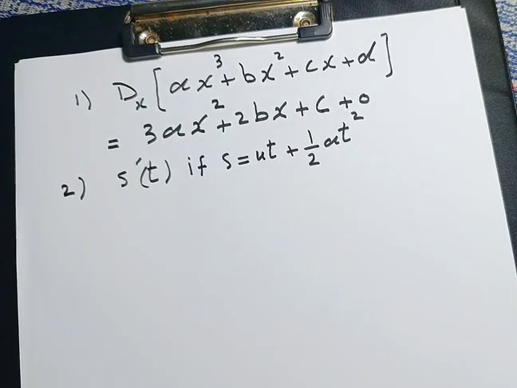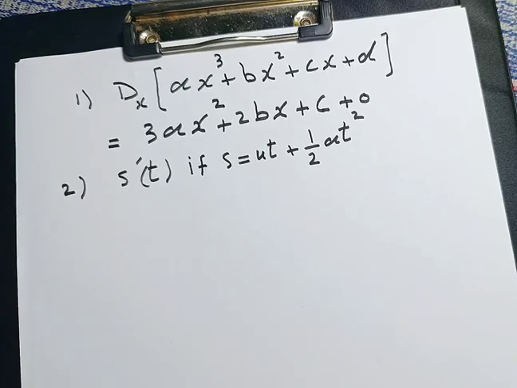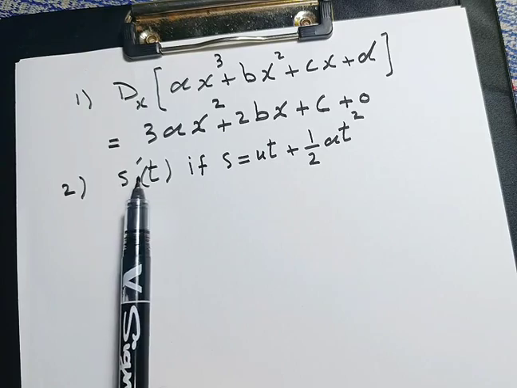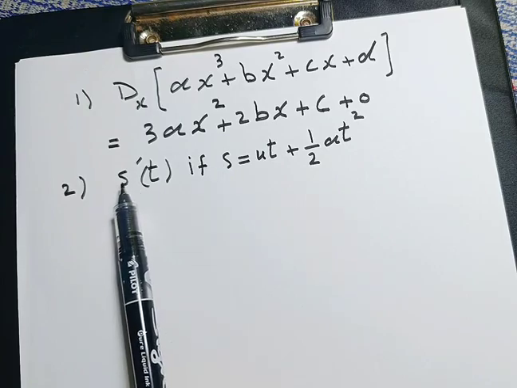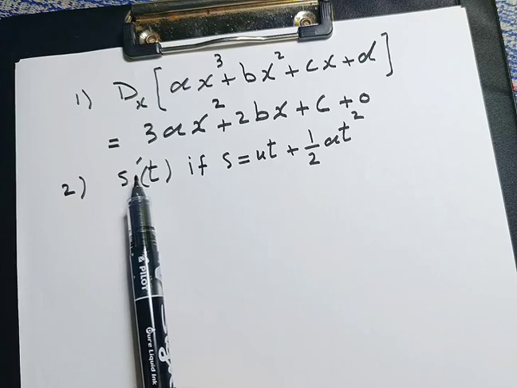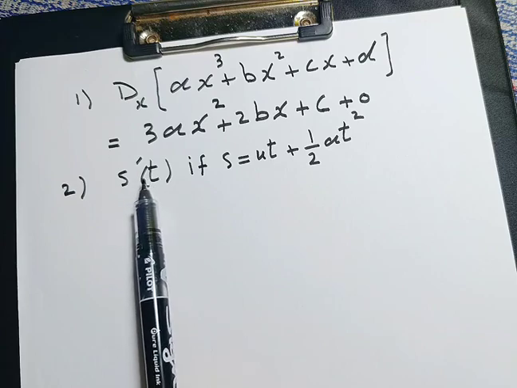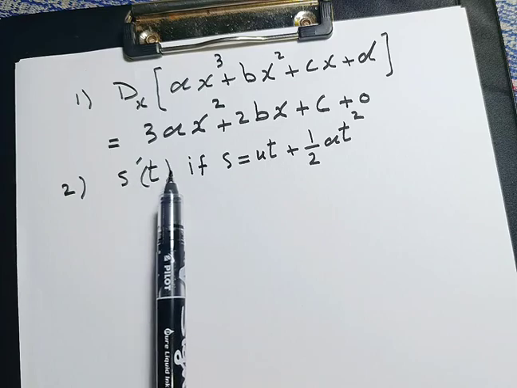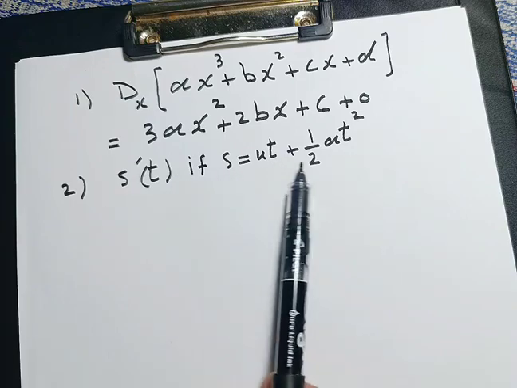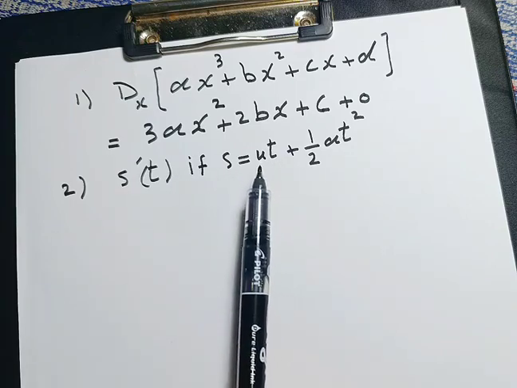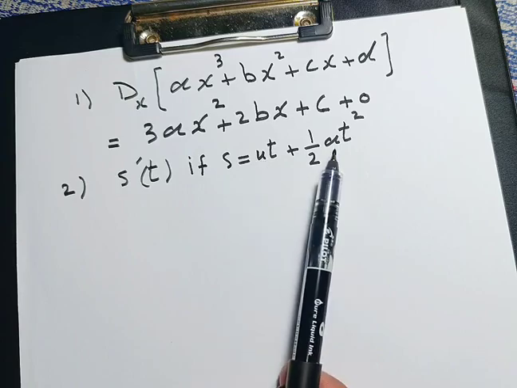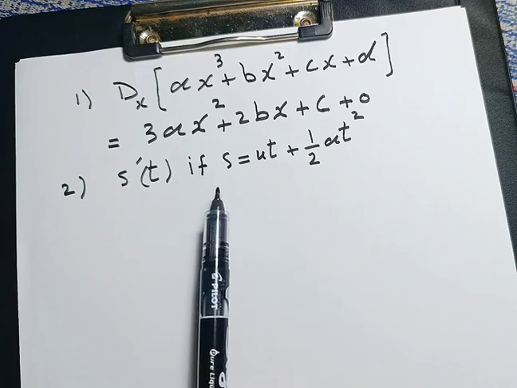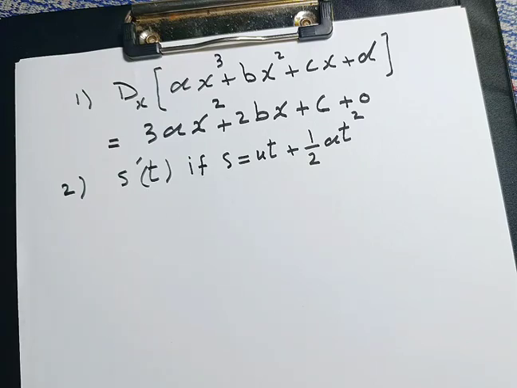So this is my second question here. Now must remember, I can write f of t or I can say s of t, it doesn't matter. So we need to find the derivative with respect to t now. So we're going to differentiate with respect to t. If s is equal to this expression, then obviously u and a are the constants. So we're going to differentiate with respect to t.